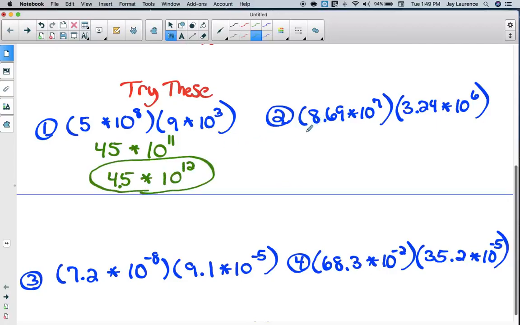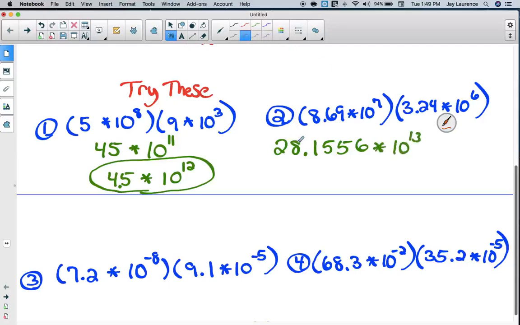Okay, problem number 2. I have to multiply the 8 69/100 by the 3 24/100, and when I do that, I'm going to get 28,1556 10,000s. The number's too big. Oh, wait, sorry, got ahead of myself there. Times 10 to the 13th power.